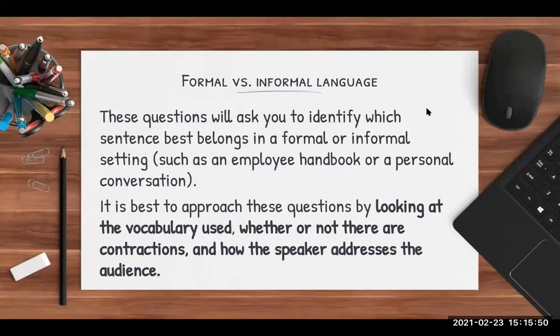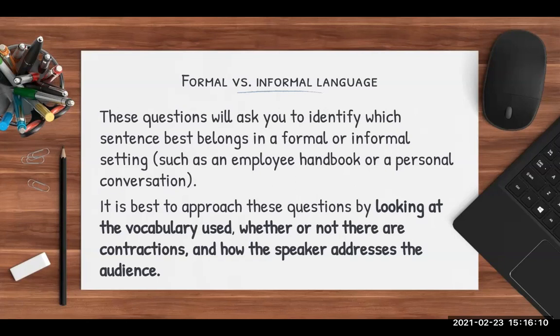Some of the questions in the language section are going to ask you about formal versus informal language. So these questions are going to ask you to identify which sentence best belongs in a formal or informal setting. A formal setting might be something like an employee handbook. An informal setting might be something like a personal conversation.